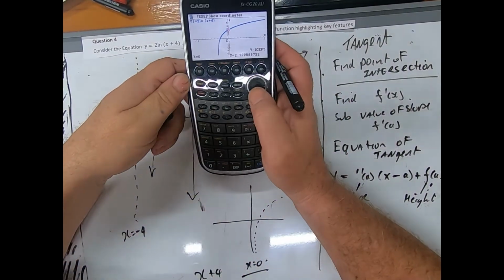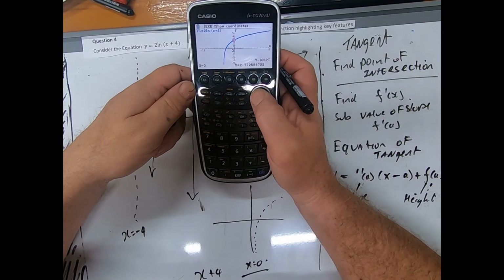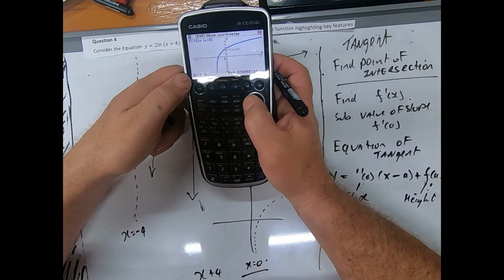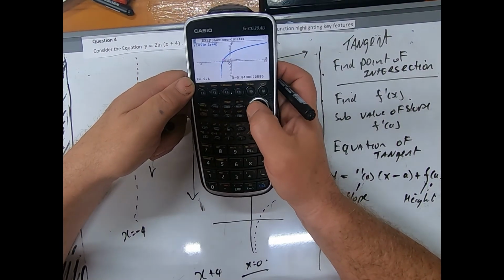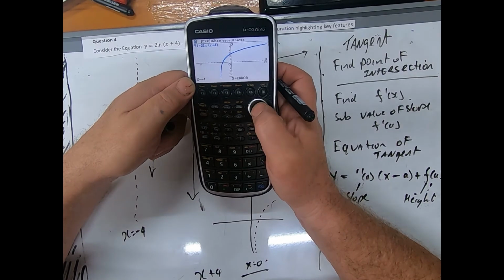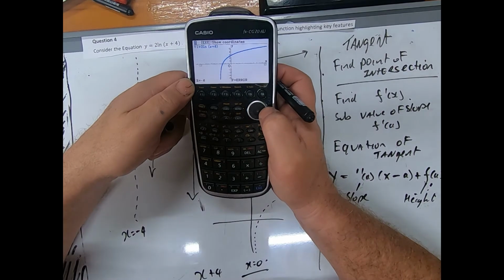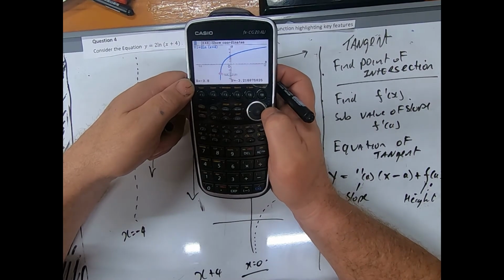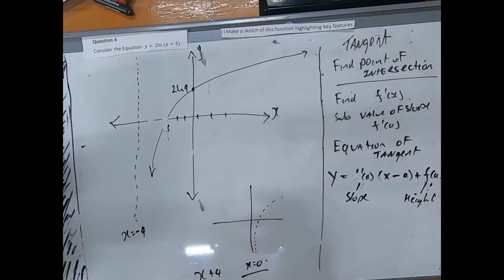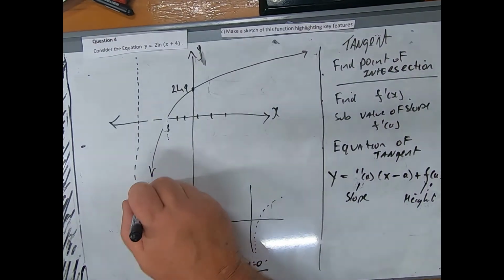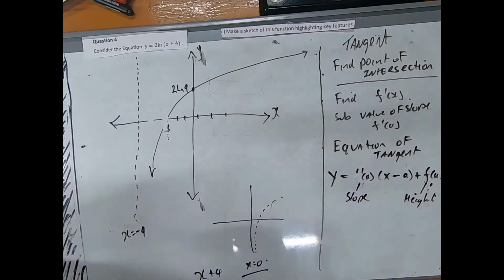If you're not able to gather that, you could do a trace on your graphics calculator, which I hope you can see. We see that we get to x equals -4 and we get an error because we've hit the asymptote. So that's what we're looking for in key features. Very quickly, we're going to go into finding the tangent.